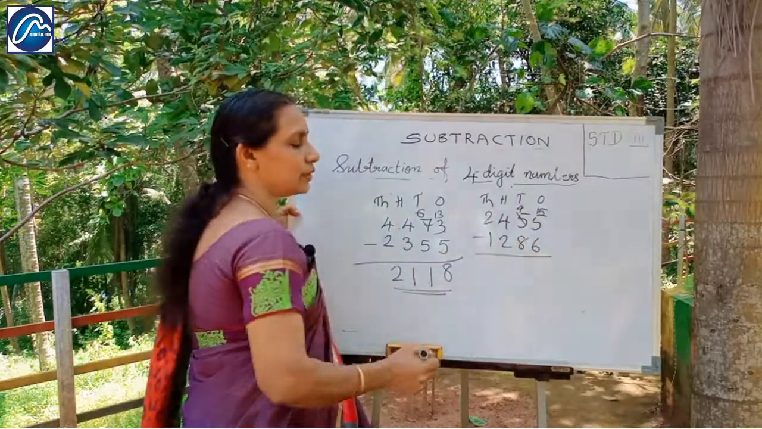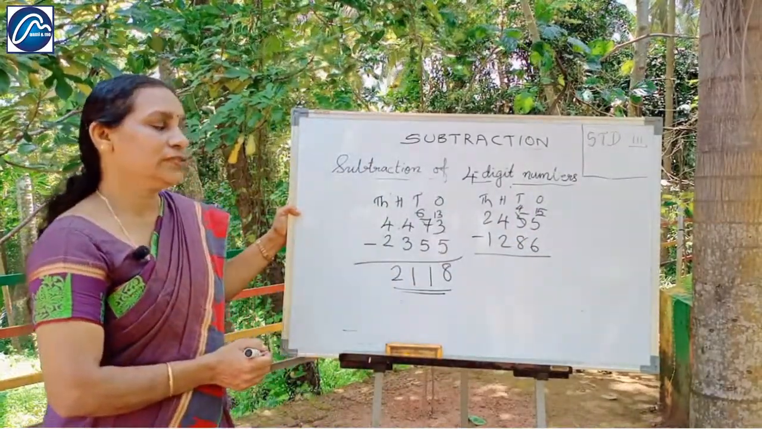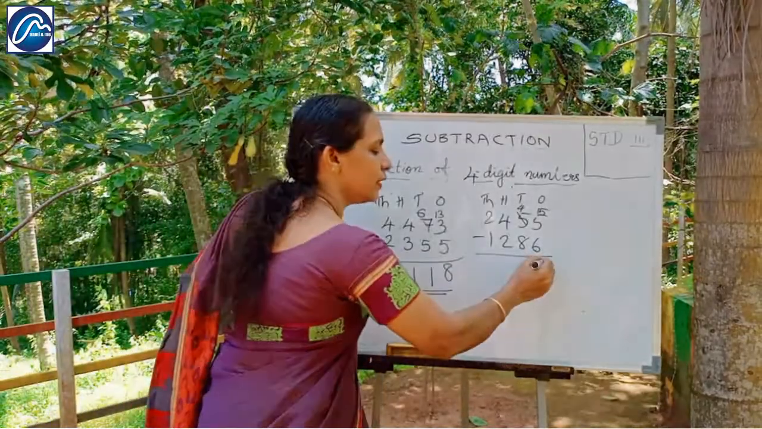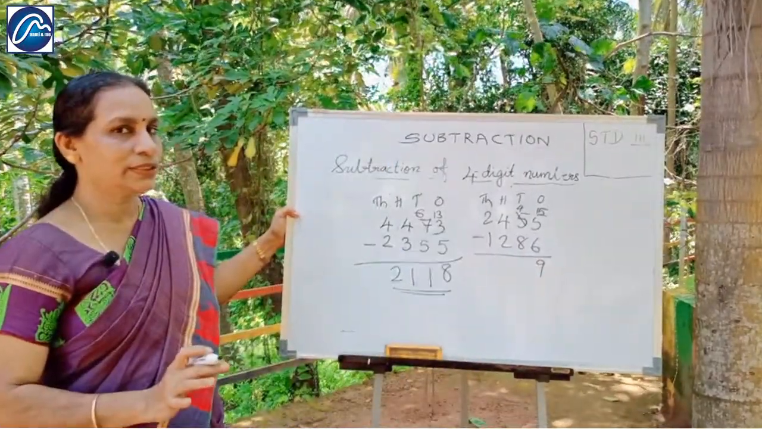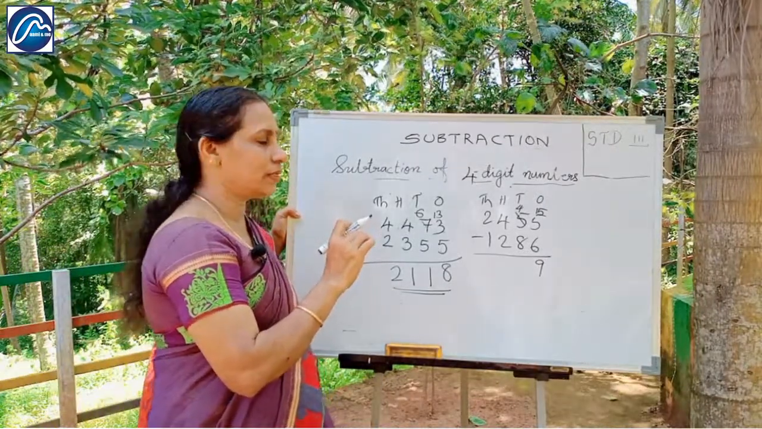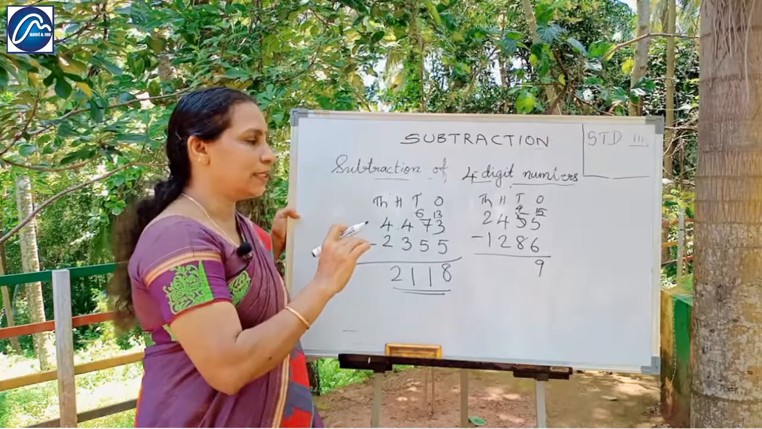15 minus 6. 15 minus 5 is 10, and one more we have to subtract, because it is 6 we are subtracting. 15 minus 6 is 9.